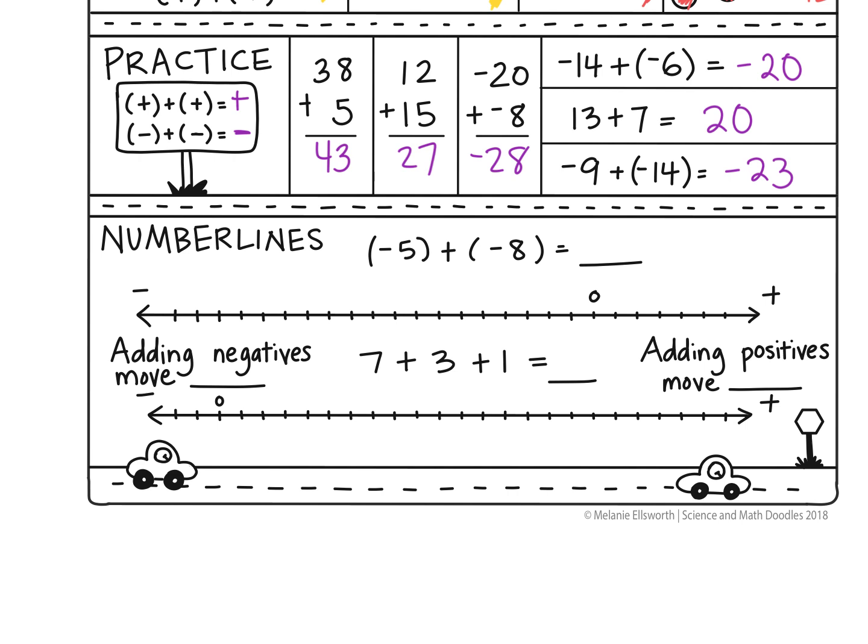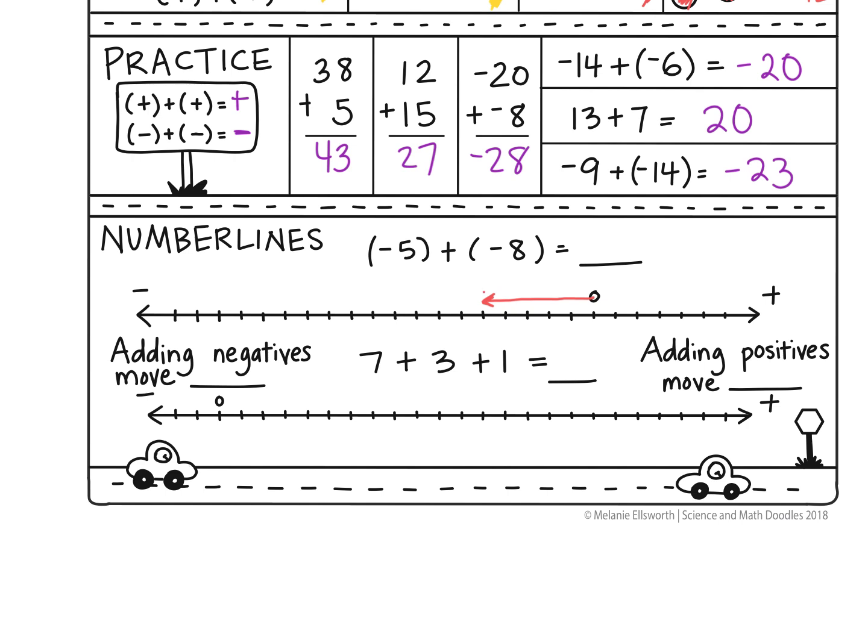So on a number line, notice my 0 is way over here. I'm going to represent my first number first. I'm drawing two lines. You're going to see this in just a second. So I'm going to have negative 5. I'm going to start at 0, and I'm going to draw a line to negative 5. So 1, 2, 3, 4, 5 right here. This represents negative 5.